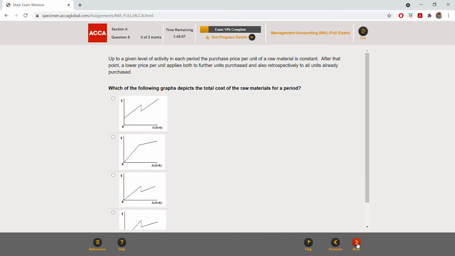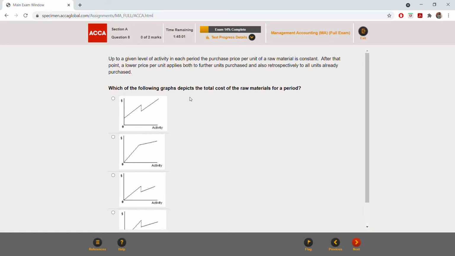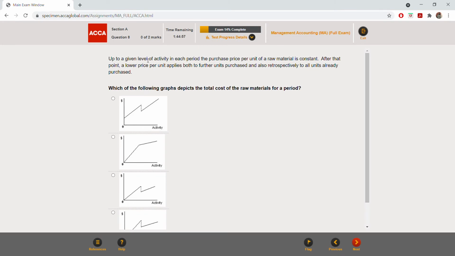Next, you'll be given diagrams like this where you have to select. Which of the following graphs depicts the total cost of raw materials for a period? Up to a given level of activity in each period, the purchase price per unit of raw material is constant. After that point, a lower price per unit applies both to the unit purchase and also retrospectively to all units already purchased. Okay, this could be something hard.